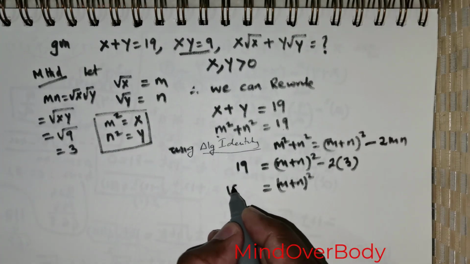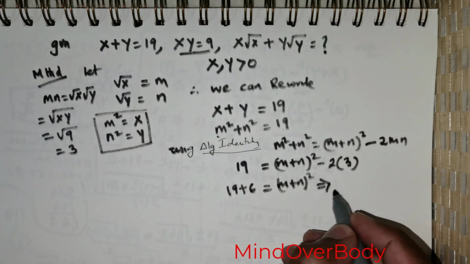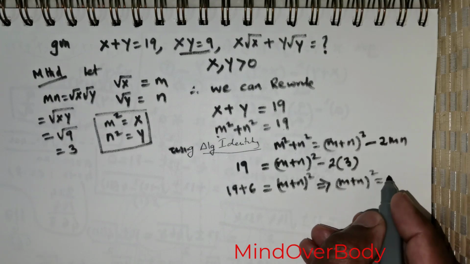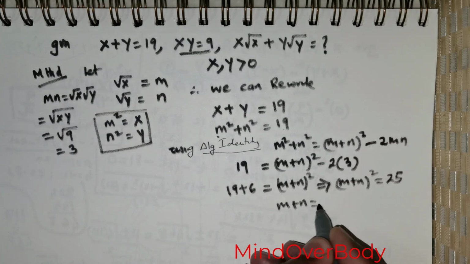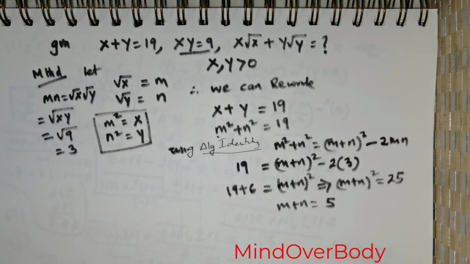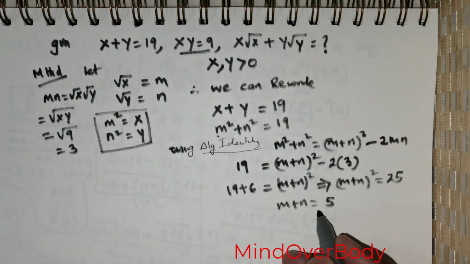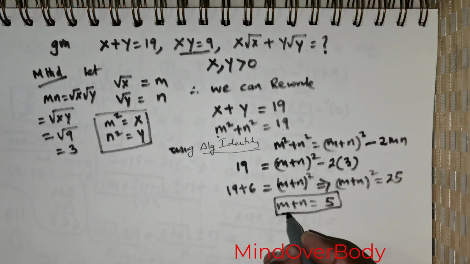Now 2 times 3 is 6 with a negative sign. I can move that out. So that's going to be 19 plus 6. So this would mean (m plus n) raised to the power 2 is equal to 25. So m plus n is equal to root of 25, which is equal to 5. As I mentioned to you, my focus is just on the positive side. So I've got m plus n equal to 5, that's fine. Let's keep this at one corner of our mind.